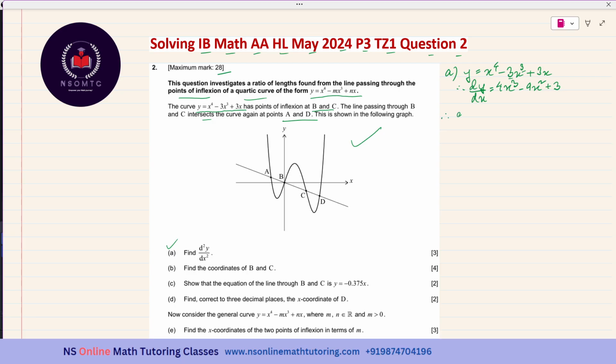Now the second derivative is equal to 12x squared minus 18x, and the derivative of 3, a constant term, is 0. So this is the answer for subpart A.